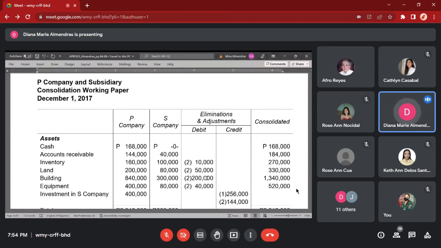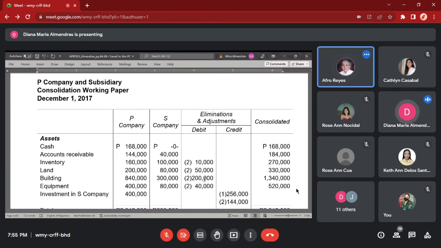Land of P Company is 200,000 while for S Company is 80,000. Adjustment, increase of 200,000. The consolidated is 330,000. Building of P Company 840,000 while for S Company is 300,000. Adjustment, increase of 200,000. The consolidated is 1,340,000. Equipment of P Company 400,000 while for S Company is 80,000. Adjustment, increase of 40,000. The consolidated is 520,000.